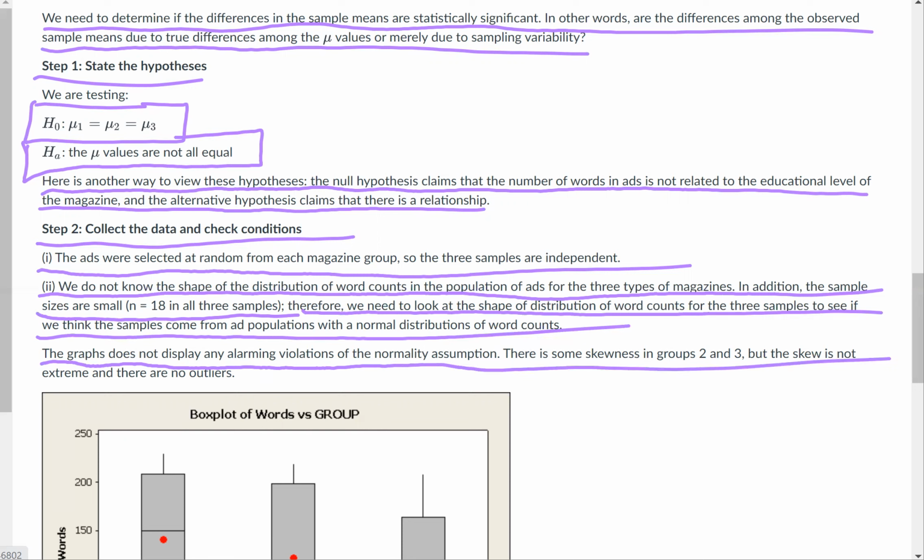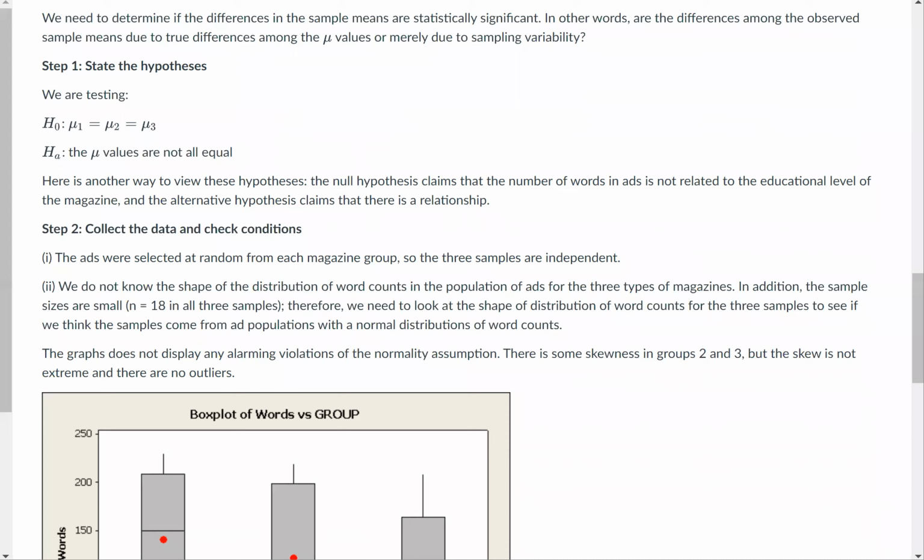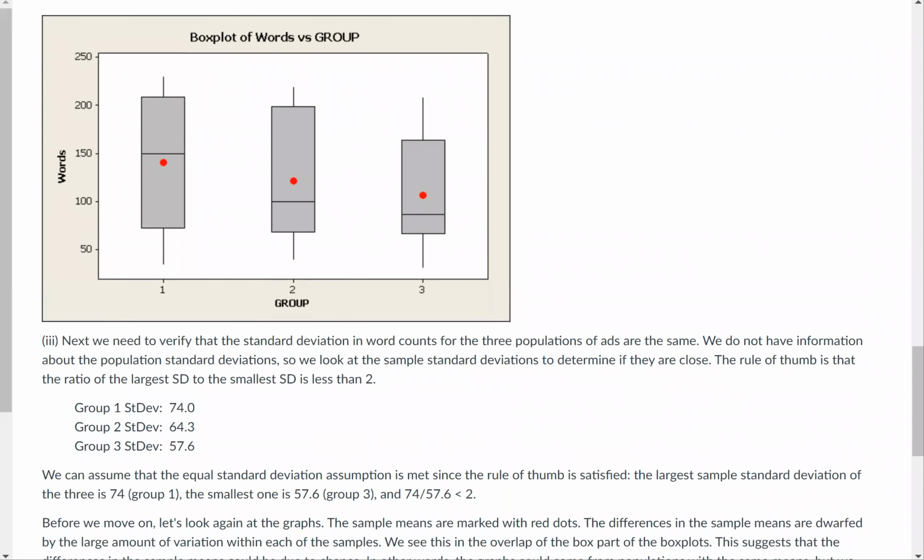There's some skewness in groups 2 and 3 below, but the skew is not that extreme and there are no outliers. Let's go down and look at them. Yeah, I don't see any individual dots, which is what you would see for outliers with box plots, but I don't see any of those. That's fine.